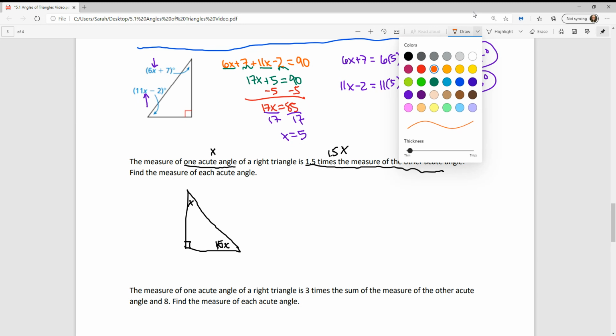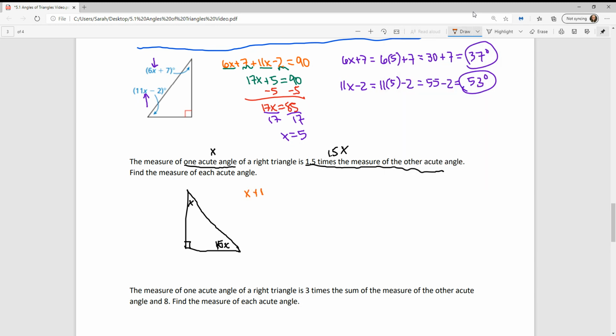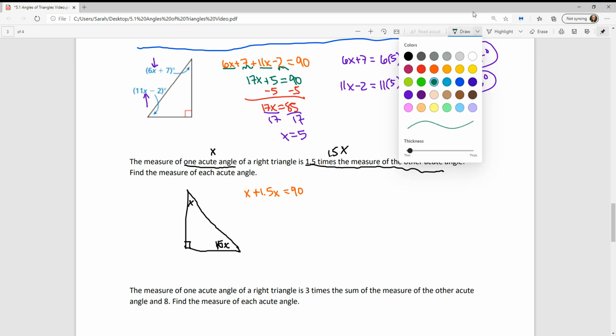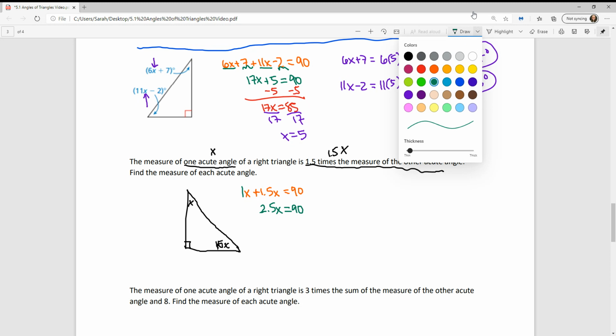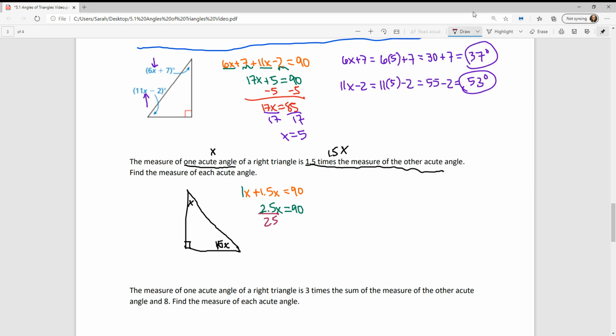So one angle is x, the other angle is 1.5x. Since it's a right triangle, we know that these two acute angles need to add up to 90, just like we did back here. They just didn't give us a pretty picture. And now we solve this. 1x is the same as x. 1 plus 1.5 gives us 2.5x. And then to get x completely by itself, I need to divide both sides by 2.5. And I end up with x equaling 36 when I do that.